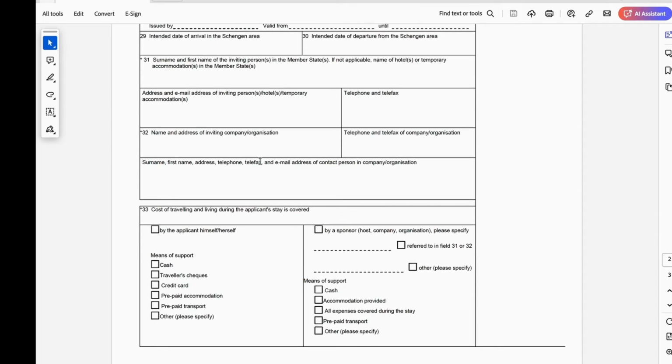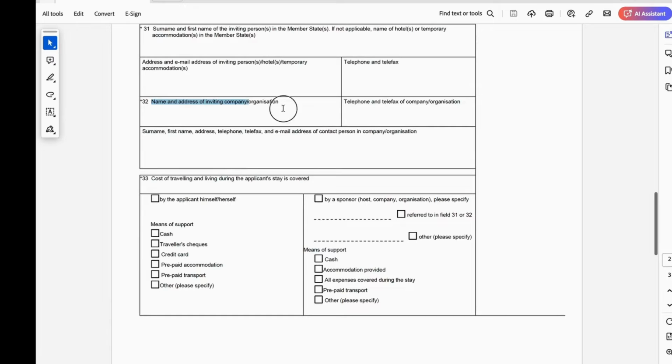This is mostly for business visa, but if you are applying for tourist visa, you don't have to fill in this box.